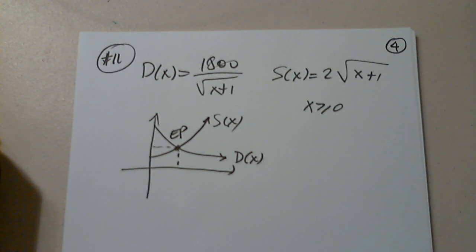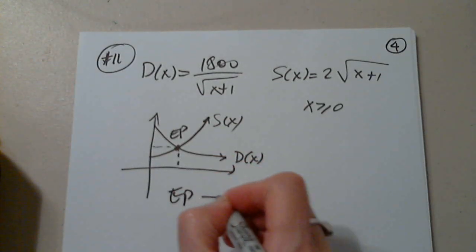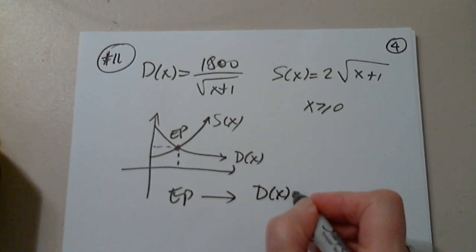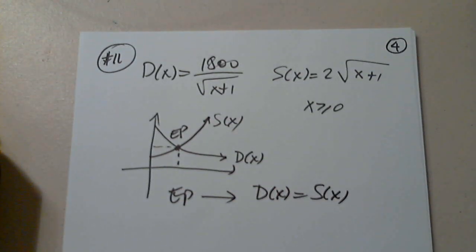How do I find the equilibrium point? How did we find it in the review? Anyone remembers how to find the equilibrium point? You set them equal to each other? Absolutely, yes. So the equilibrium point means the demand equals the supply. Awesome. Thank you so much.